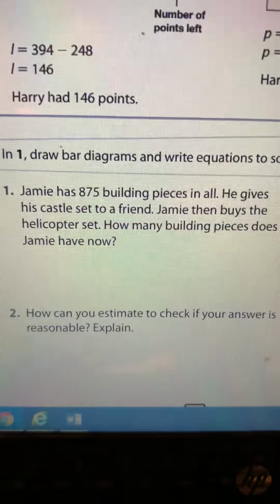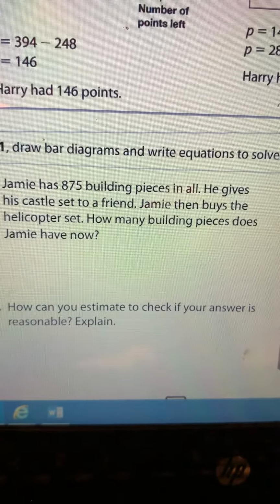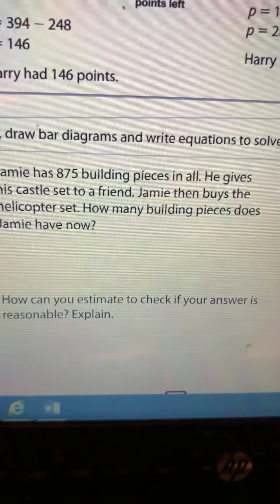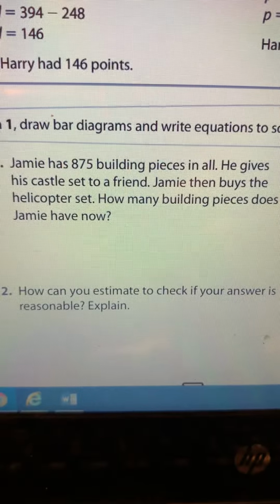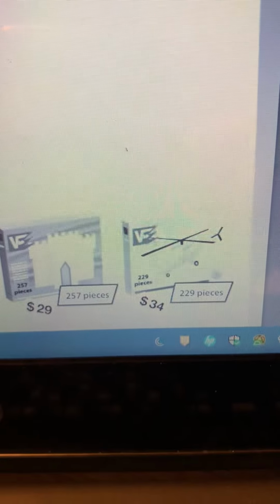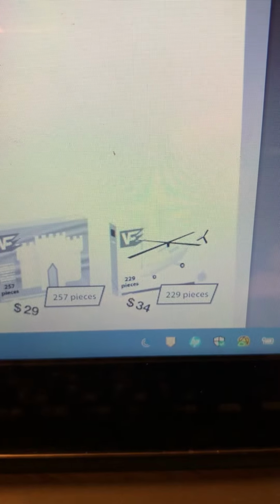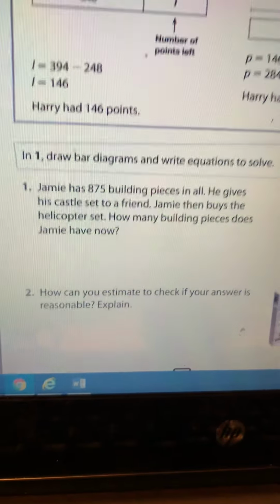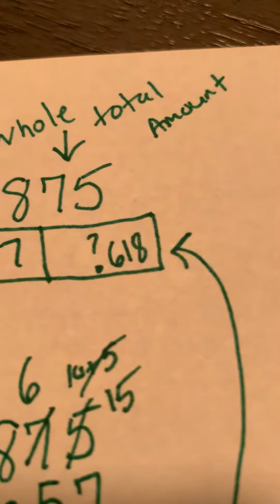Now let's continue. Jamie then buys the helicopter set. Oh, that's the sentence. I'm stopping there. I'm not going on. He buys the helicopter set. Well, it doesn't tell me how much, so I need to go over to the picture, and it says 229 pieces. So he's buying 229 pieces. Well, how many pieces did he have left from the other problem that we did? Well, we said it's 618.